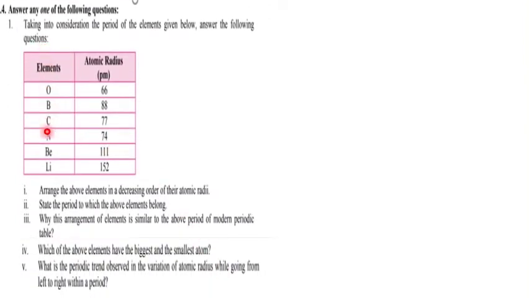Here, the table is given and the atomic radius of the different elements is given. Let us see the first question. Arrange the above elements in increasing order of their atomic radius. So, let us arrange. The highest atomic radius is lithium, then beryllium, then boron, then carbon, then nitrogen, and then oxygen.